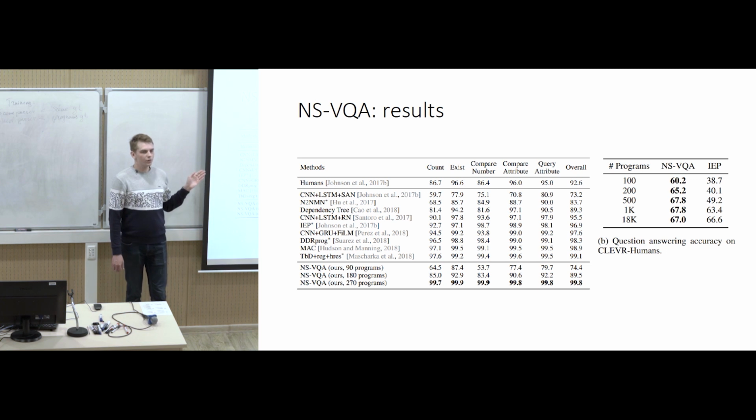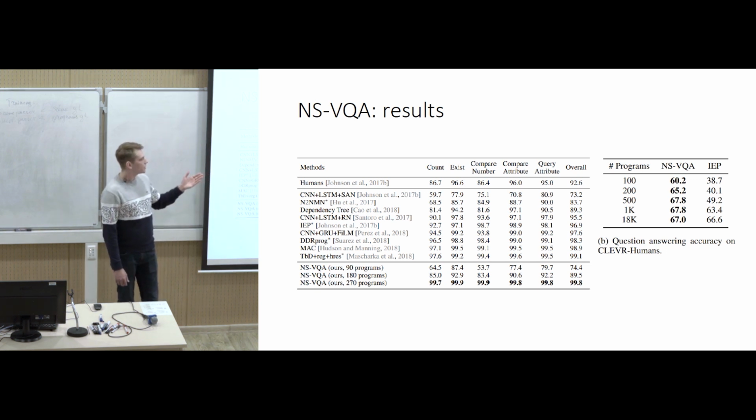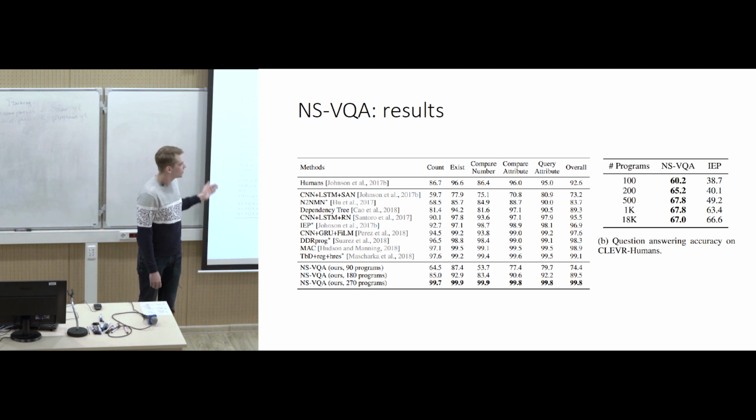These works use different approaches, but most of them use convolutional-based features or attention-based processing of an image. One of the most interesting is IEP, which was introduced by the authors of the CLEVR dataset as a benchmark for visual question answering on this dataset. It also uses a program learning module, but it doesn't use the scene representation annotations. On the right, we have a comparison of our NSVQA versus IEP.